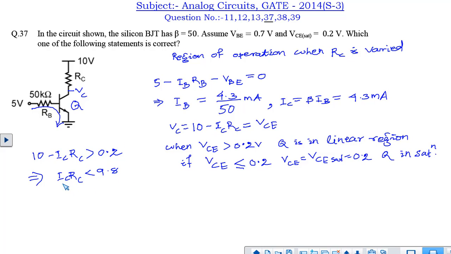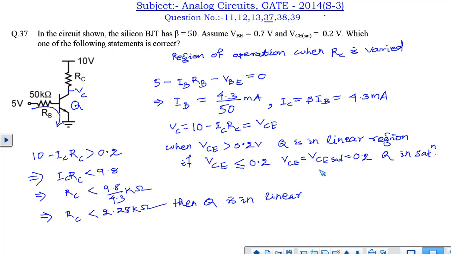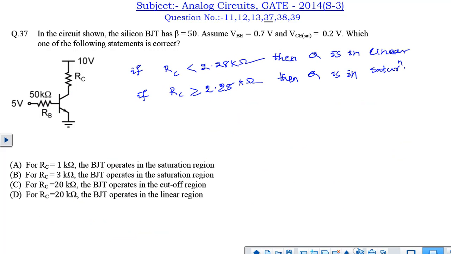After solving this, we get an expression, and we know the IC value. From this we get that if the RC value is less than 2.28 kilo ohm, then the transistor will be in linear region. And if the sign is changed, that is, RC is greater than or equal to 2.28 kilo ohm, then the transistor will be in saturation region. So we have these two conditions. Based upon these two conditions, we can find the exact solution among the options given.